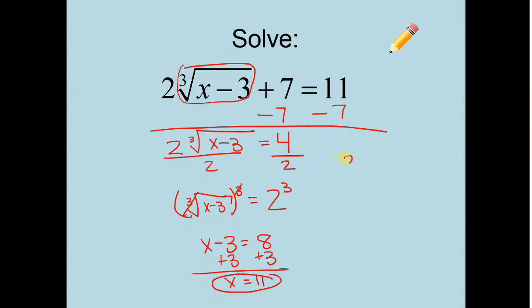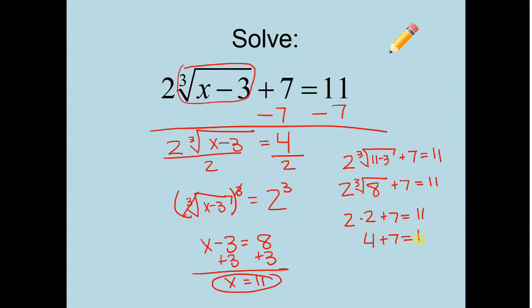Now off to the side here, let's check it. 2 cube root of 11 minus 3 plus 7 equals 11. 2 times the cube root of 11 minus 3, that's 8, plus 7. Cube root of 8, that's just 2. 2 times 2, that's 4. And 4 plus 7 is 11. Works perfectly. Hallelujah.